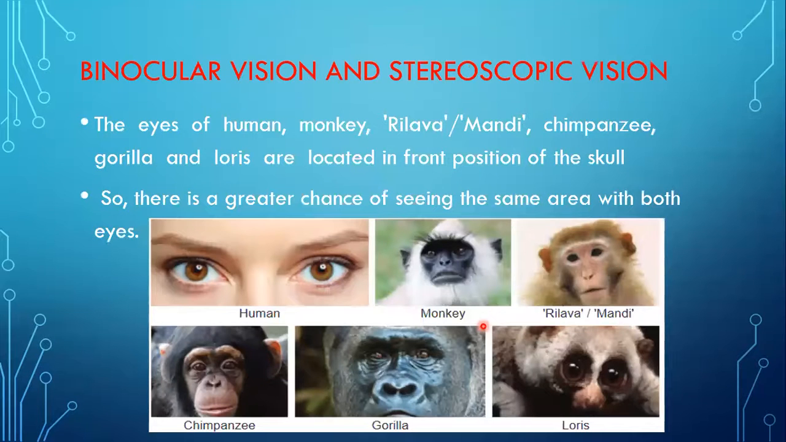Let's see what binocular vision and stereoscopic vision are. The eyes of human, monkey, chimpanzee, gorilla, and loris are located in the front position of the skull. So there is a greater chance of seeing the same area with both eyes. You can see the eyes are located in the front position of the skull.